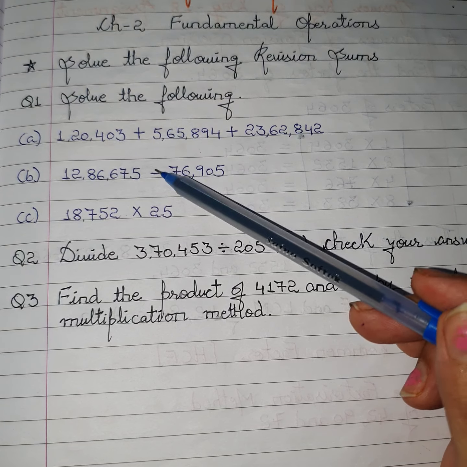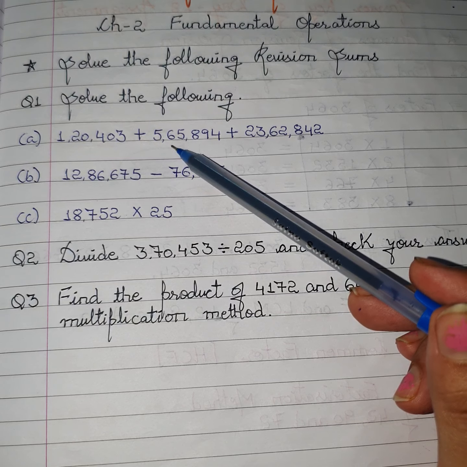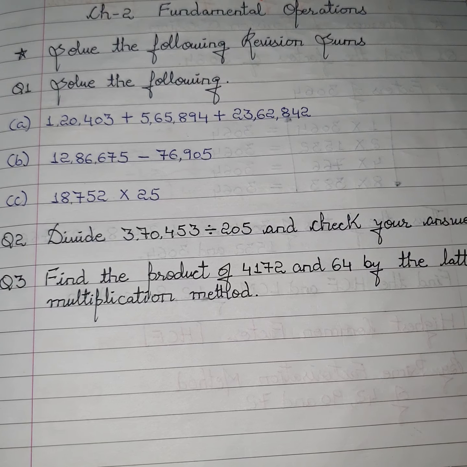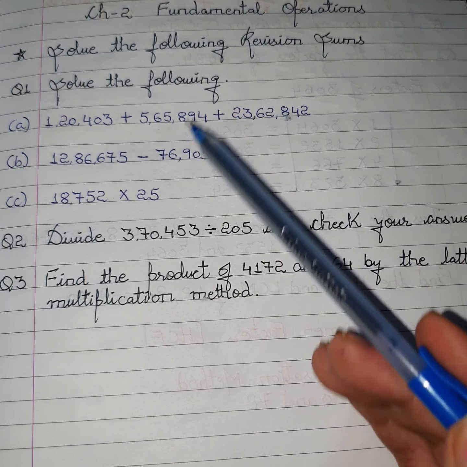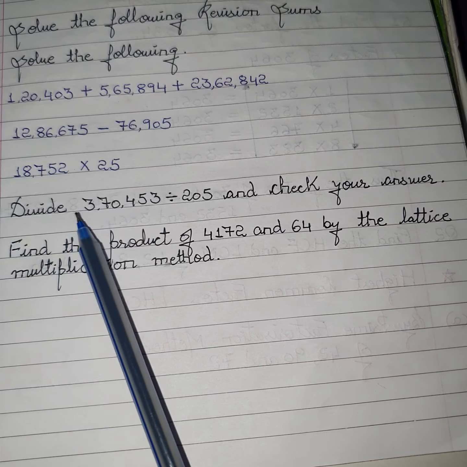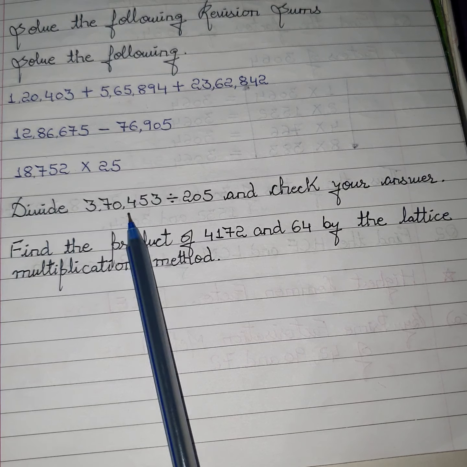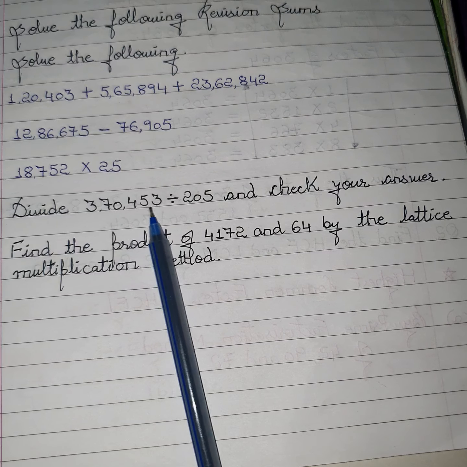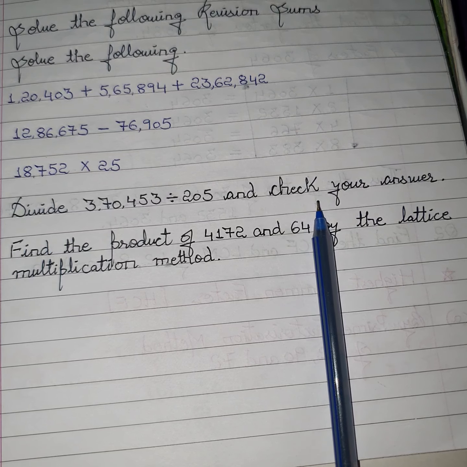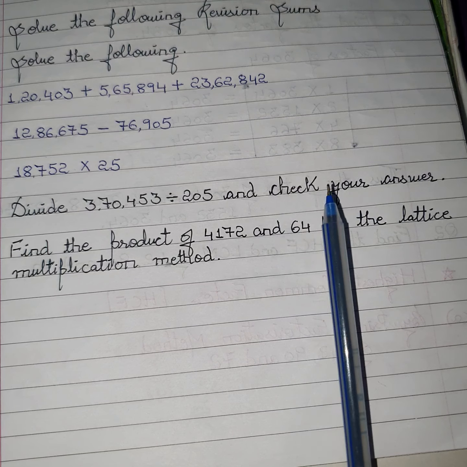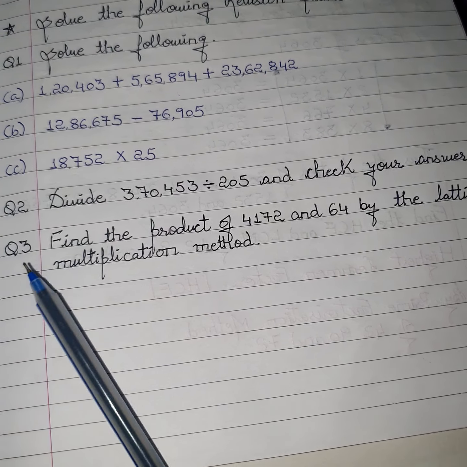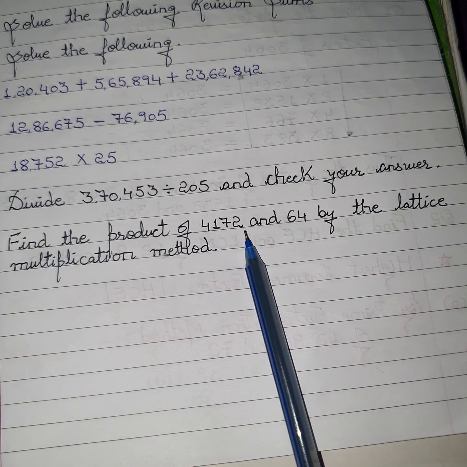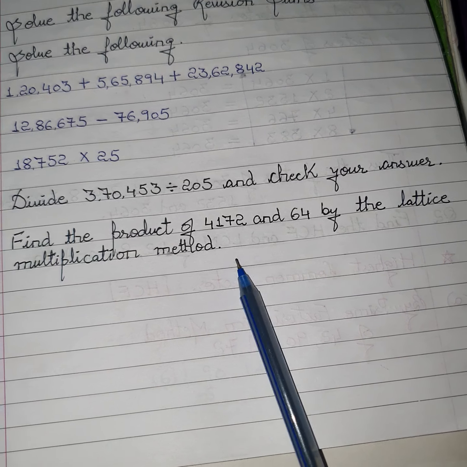In question number first, you have to solve these questions, where the first question is related to addition, the second is subtraction, and the third one is multiplication. So solve it. I hope you will do it correctly, because you know addition, subtraction and multiplication. Then in question number second, I have given you a number to divide. You have to first divide it, find the quotient and the remainder, and then finally check your answer by putting the formula: dividend is equal to divisor into quotient plus remainder. Then finally in question number third, you have to find the product of 4172 and 64 by using the lattice multiplication method.